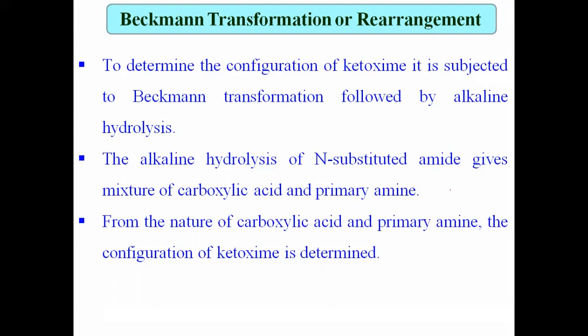That compound, that ketoxime, is allowed to undergo Beckmann's transformation. That is the first step. What is the second step? The corresponding product is allowed to undergo alkaline hydrolysis. We get a mixture of carboxylic acid and primary amine, and by using the nature of the carboxylic acid and primary amine, we can determine the configuration of ketoxime.